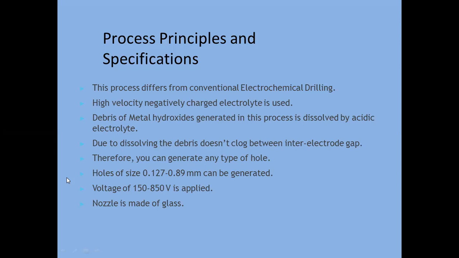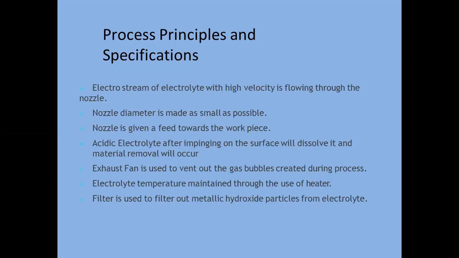Voltage that can be applied here is 150 to 850 volts. The nozzle is made of glass, tungsten, or titanium material. An electrostream of electrolyte flows through the nozzle at high velocity. Nozzle diameter is as small as possible, right? The nozzle is given feed towards the workpiece.